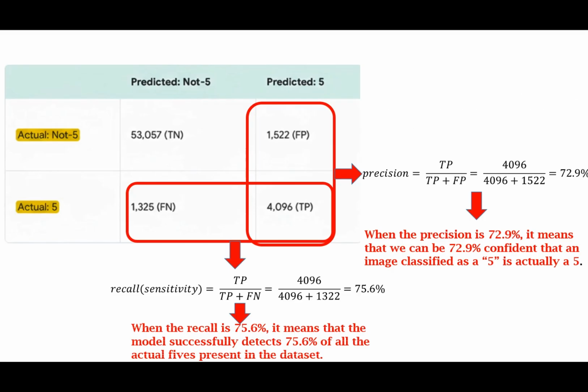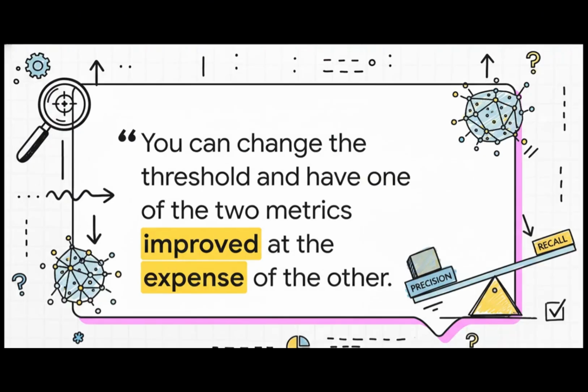But the problem is that we cannot make both precision and recall high at the same time. When one increases, the other typically decreases, and vice versa, like a seesaw. Yeah, it's kind of like a seesaw.